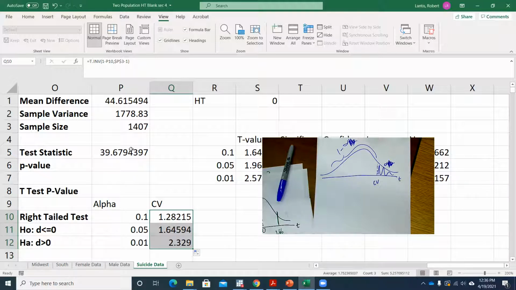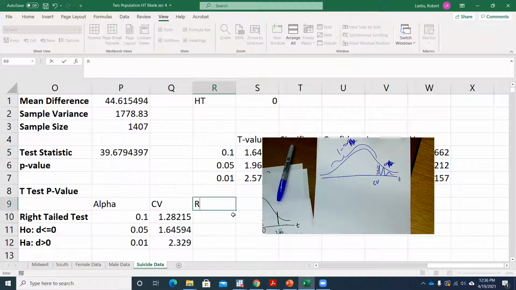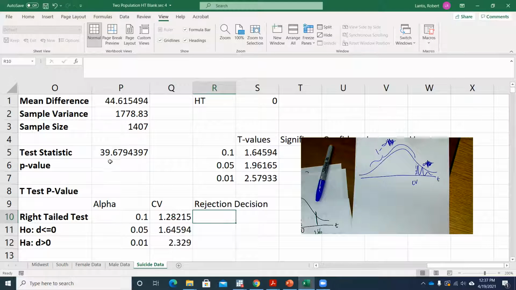Okay. So I could plot my test statistic against those. If we look, that 39 is going to be so far to the right. We're going to be rejecting at every single level here. Now, if I wanted to build in those rejection decisions, I'm going to use the p-value approach because I think it's a little bit easier. So we're going to put the rejection decisions in here at the different alphas. I could do that by comparing the absolute value of my test statistic to the absolute value of the critical value. If the test statistic's larger, I reject. But I always like to do the p-value approach.